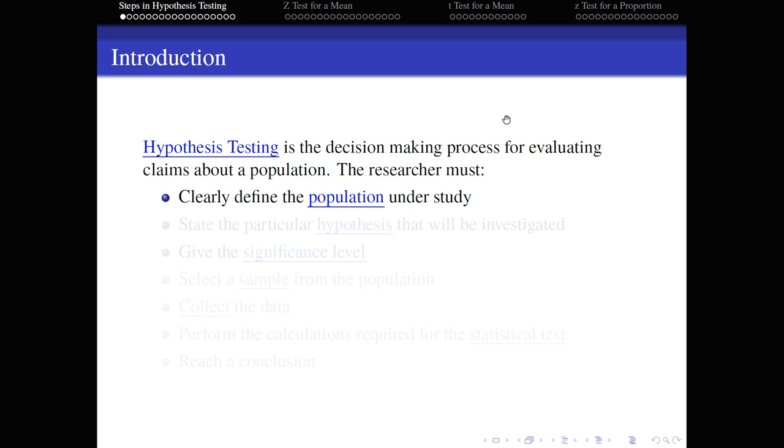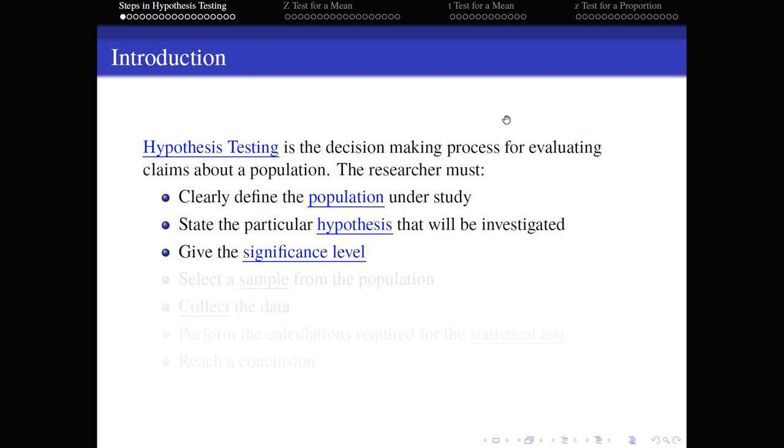So the first thing that we have to do is clearly define who we are studying. What's the population? Who am I sampling from? This is an extremely important and often forgotten step of hypothesis testing, and greatly impacts where the decisions of your study can be applied. We have to state each of the different hypotheses that are going to be investigated. We have to give that alpha, that significance level that we had to give in our confidence intervals. We have to select the sample from the population, and we have to be clear about how we're selecting that sample. Is it randomly sampled, stratified, clustered? Was it a convenience sample? We have to indicate what we use and why we use that.